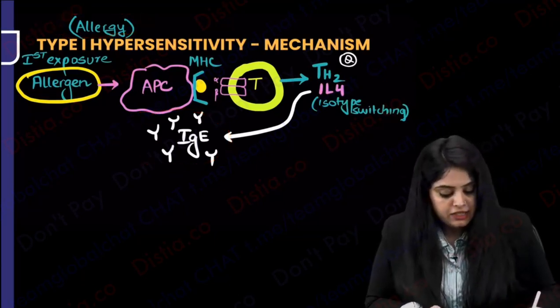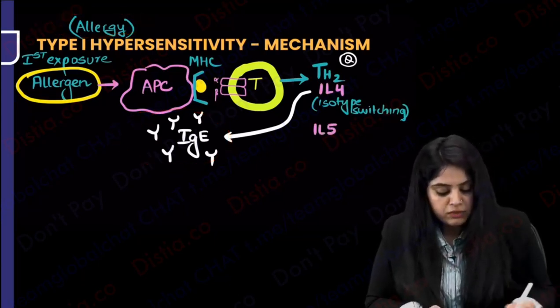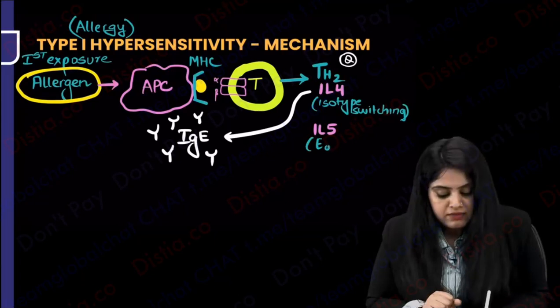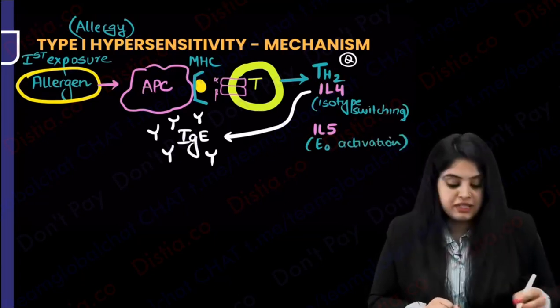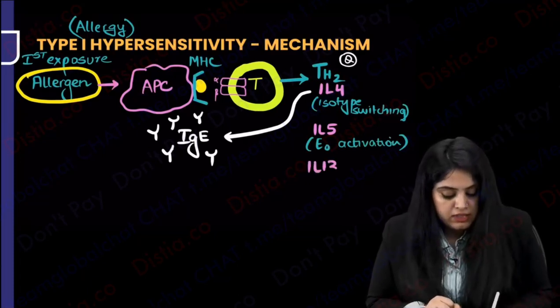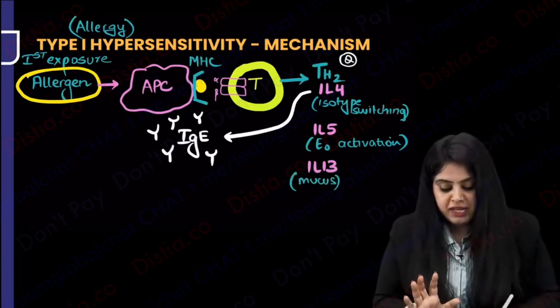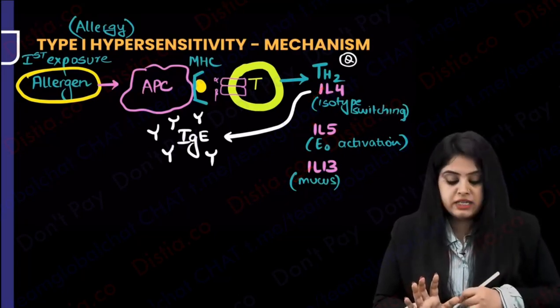Other than that, there is interleukin 5 that is formed. Interleukin 5, A, B, C, D, E, 5th alphabet. What is it? It is going to activate the eosinophils. There is eosinophil activation that happens. And finally, interleukin 13, because interleukin 13 is going to result in mucus production, right? All in all, 4, 5 and 13, all of them come into play.